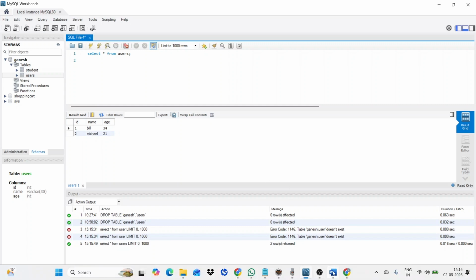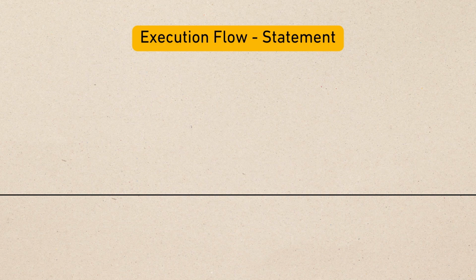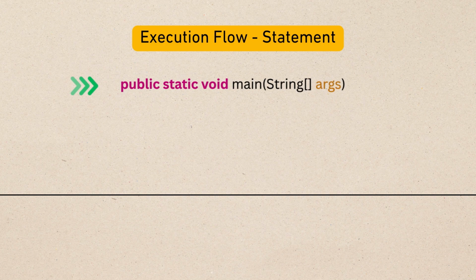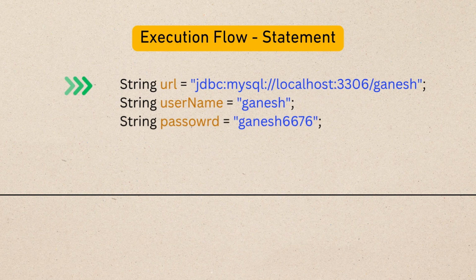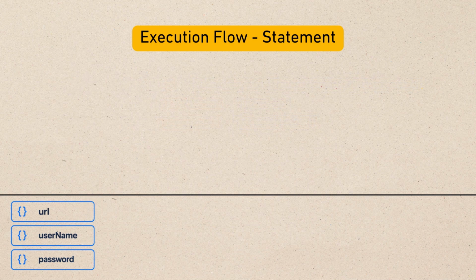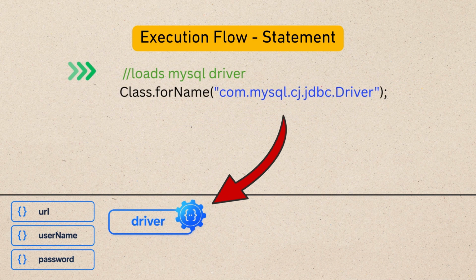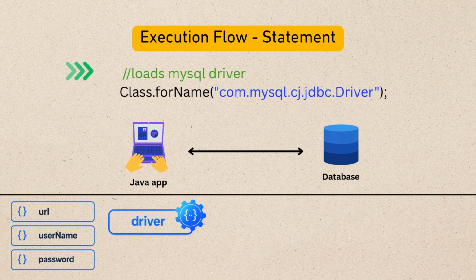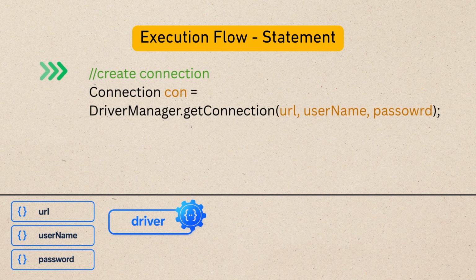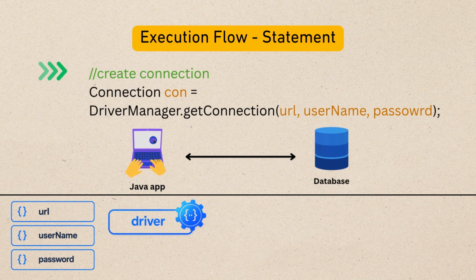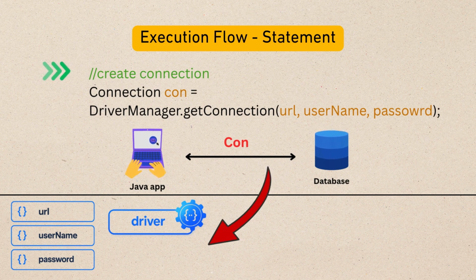Now we will see the execution flow of the application. First, the program starts from the main method. Next, the database details, URL, username and password are created and kept in memory. After that, the MySQL driver is loaded using Class.forName. This step makes sure Java can talk to the database. Then DriverManager.getConnection method is called using the URL, username and password. This method connects to the database, checks the login details and creates a connection. It gives back a connection object which we store in con variable.